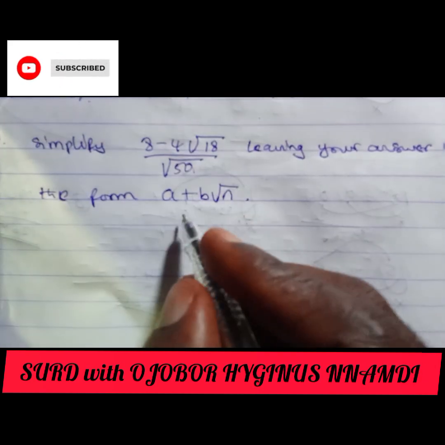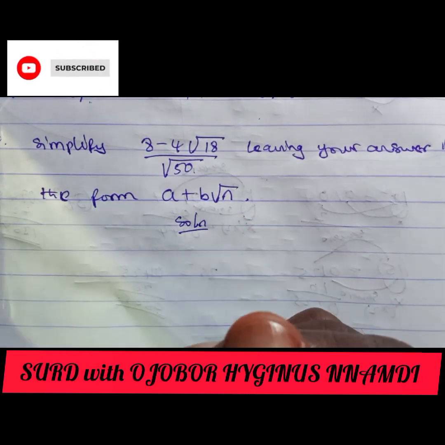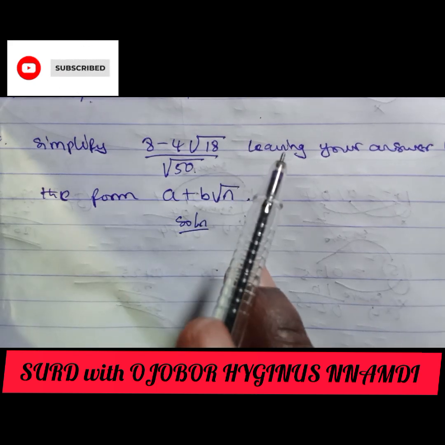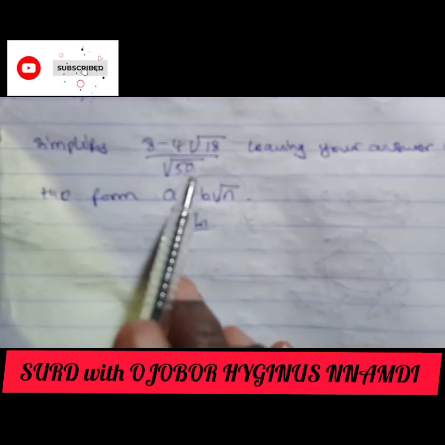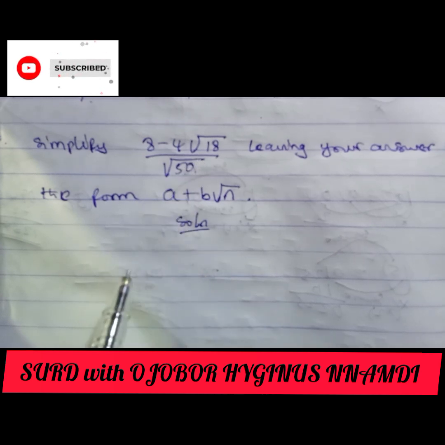All you do is to simplify what you've been given, and it will definitely result to something like this. So if you look at this question, you'll realize that one of the things I asked you to make sure is that there should be no root at the denominator. So we have to do rationalization here.